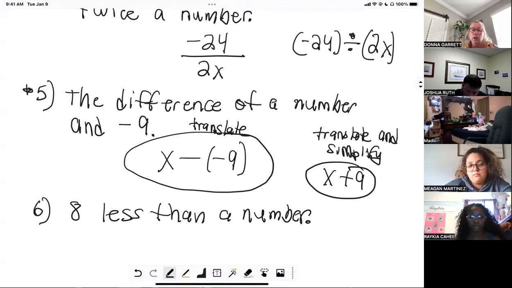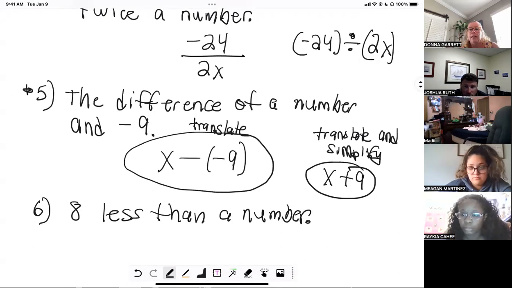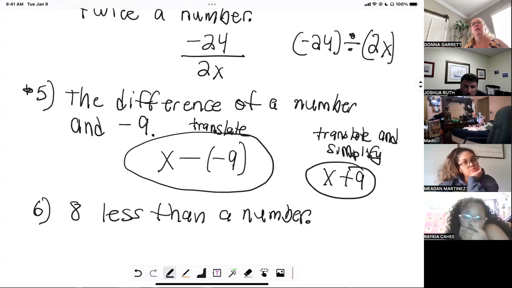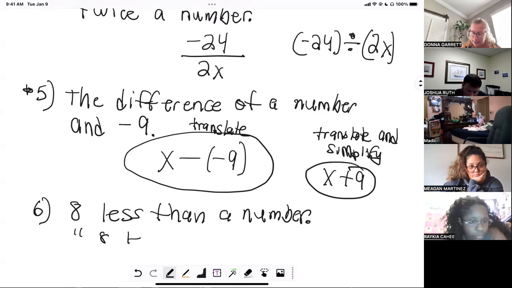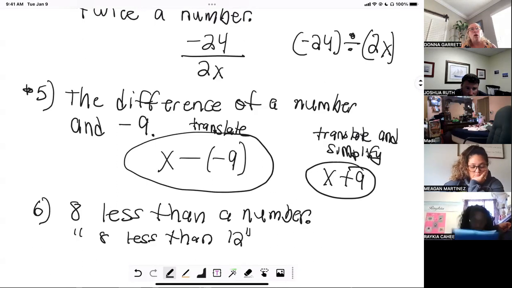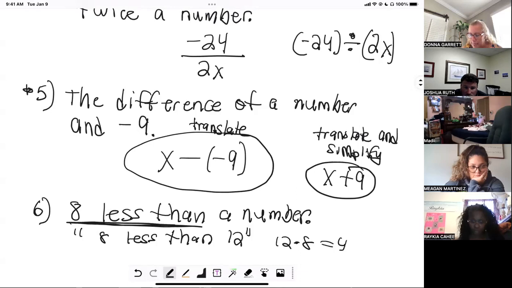I know it's a weird way to say it, but if you forget what to do, pick a number. Let's say I pick 12. What is 8 less than 12? Well, that would be 12 minus 8, right? Which is 4. That's what they want you to do. When you see "a number less than," the 8 comes second. But if you forget, pick a number and do the math.